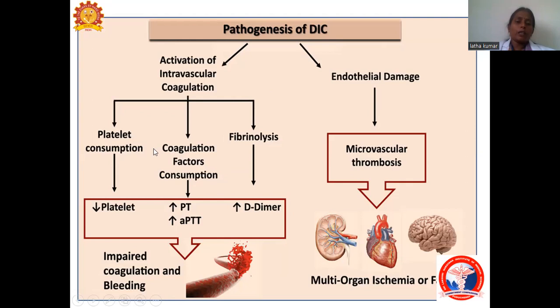Because of platelet consumption, the platelet count decreases. Coagulation factor consumption increases prothrombin time and activated partial thromboplastin time. Due to fibrinolysis, the D-dimer level is increased. All these lead to impaired coagulation and bleeding. Next, because of endothelial damage, microvascular thrombosis occurs, which leads to multi-organ ischemia.